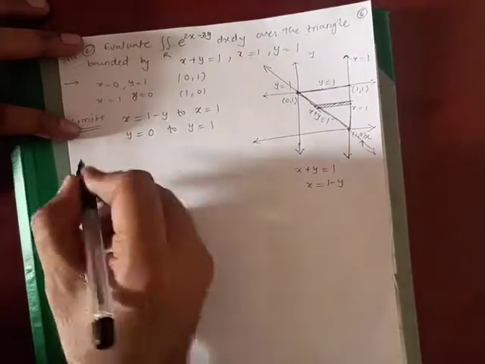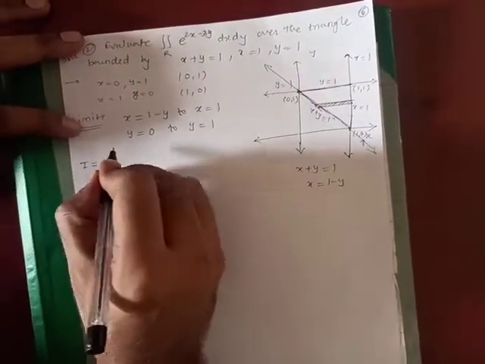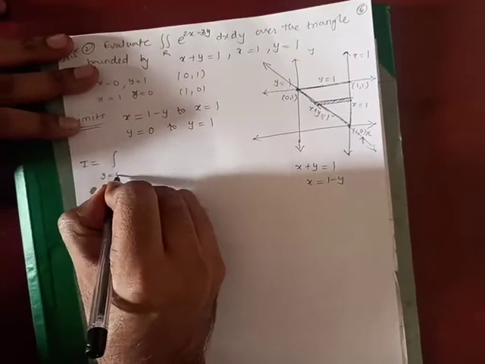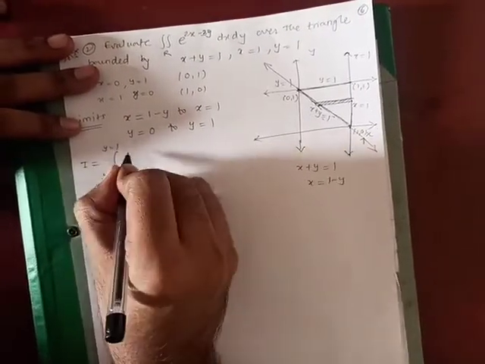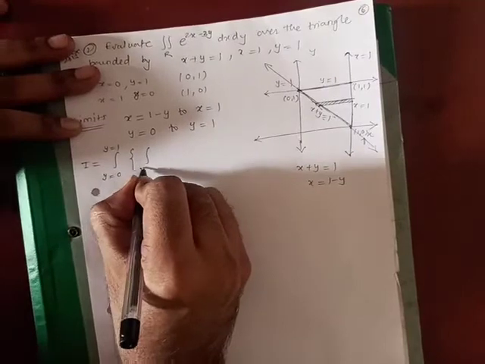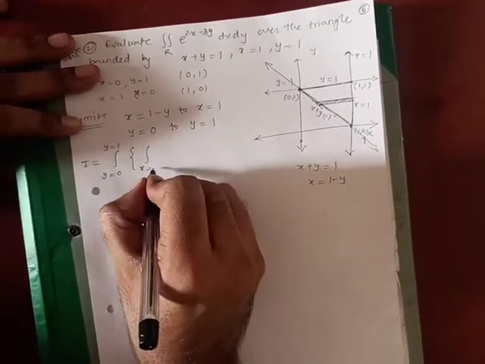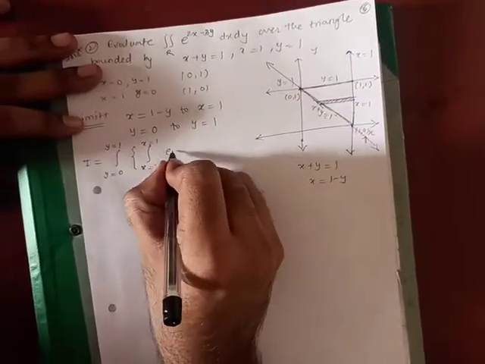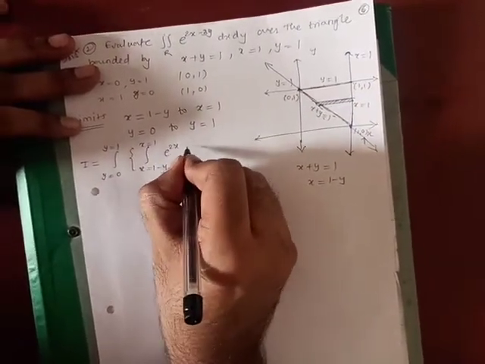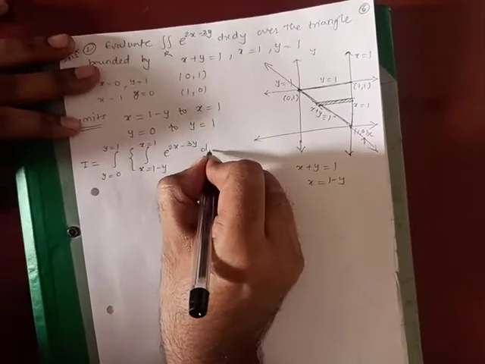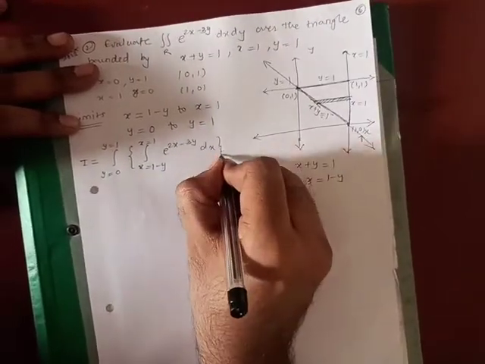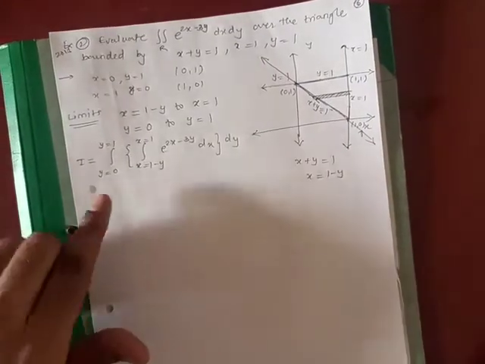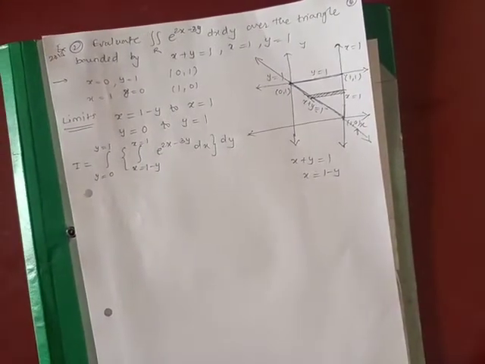And therefore, using this limit, your function or question becomes, these are the constants. So you have to write them outside. Y is equal to 0 to y is equal to 1. Then next integration, x is equal to 1 minus y to x is equal to 1. Then e raised to 2x minus 3y into dx first, because these are the limit of x, and then dy. This is your question now. And now here onwards it is very easy to solve this question.